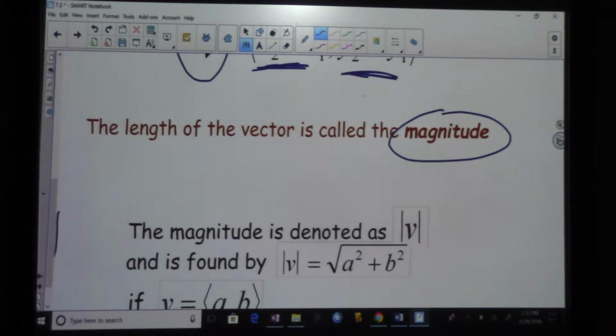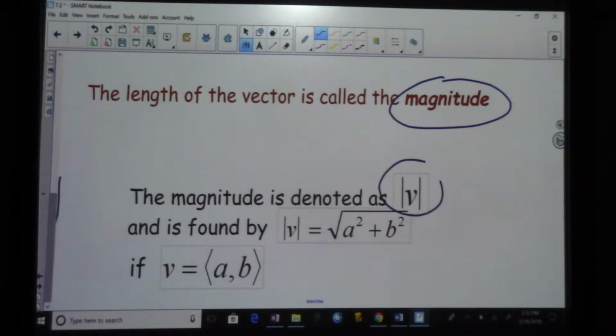Notation-wise, we tend to use what looks like absolute values. However, some books will use the double struck. It kind of just depends on the book. Usually it's told the magnitude, so it's pretty clear what we mean. But it's not absolute value. Not really. It's very similar.